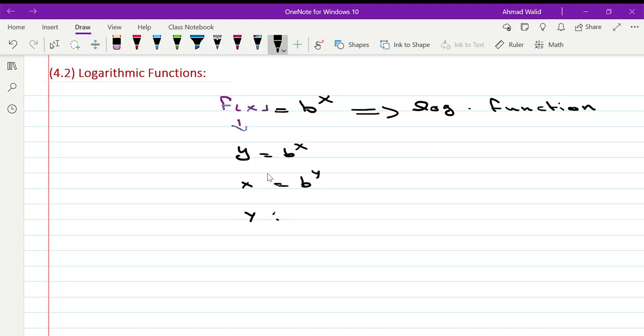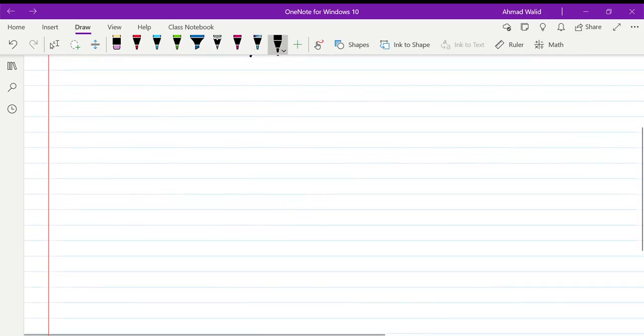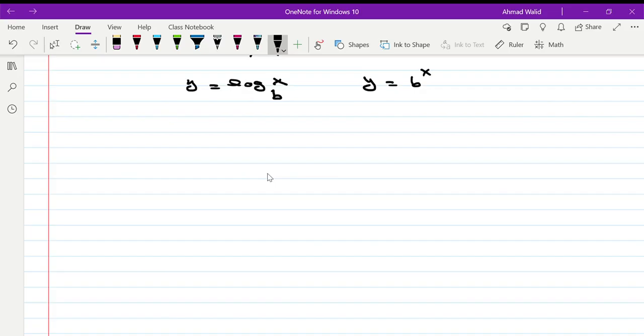The notation for a logarithmic function is y equal log, logarithm, or we call it log x base b, because your exponential function was y equal b to the power of what? B to the power of x. This function y equal log x base b is the inverse of the exponential function y equal b to the power of x.